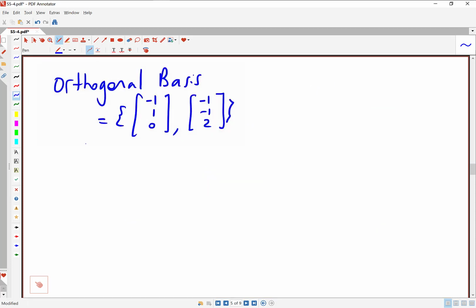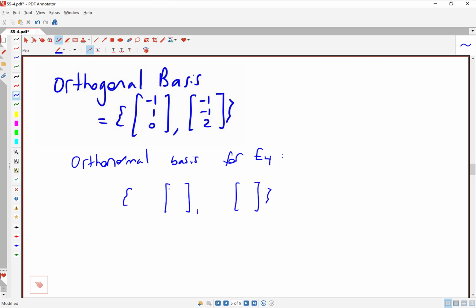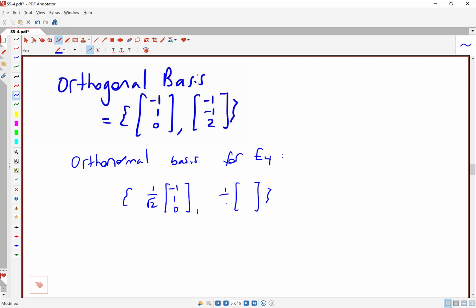So remember, what we were looking for was an orthonormal basis for each eigenspace. So we're now about to write down an orthonormal basis for the eigenspace E4. And all we need to do here is just normalize these two vectors so that they've got length 1. So the first vector has length root 2, therefore we should write 1 over root 2 times that vector. And second vector has length root 6. So we'll write 1 over root 6 times that second vector. And there we have an orthonormal basis for E4.